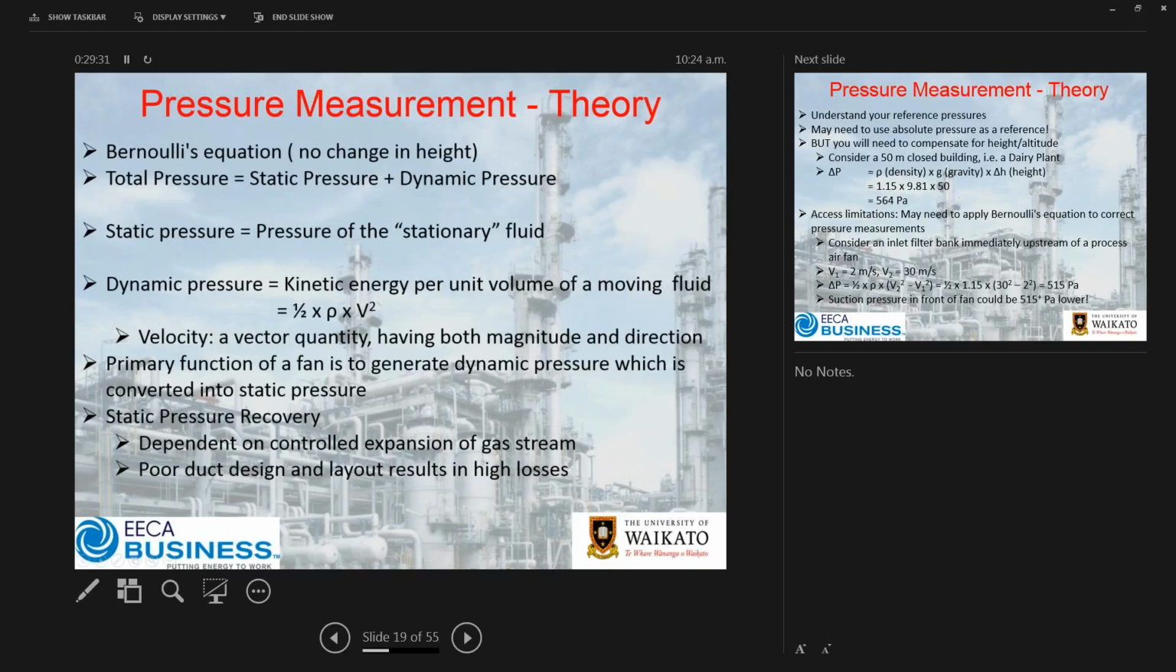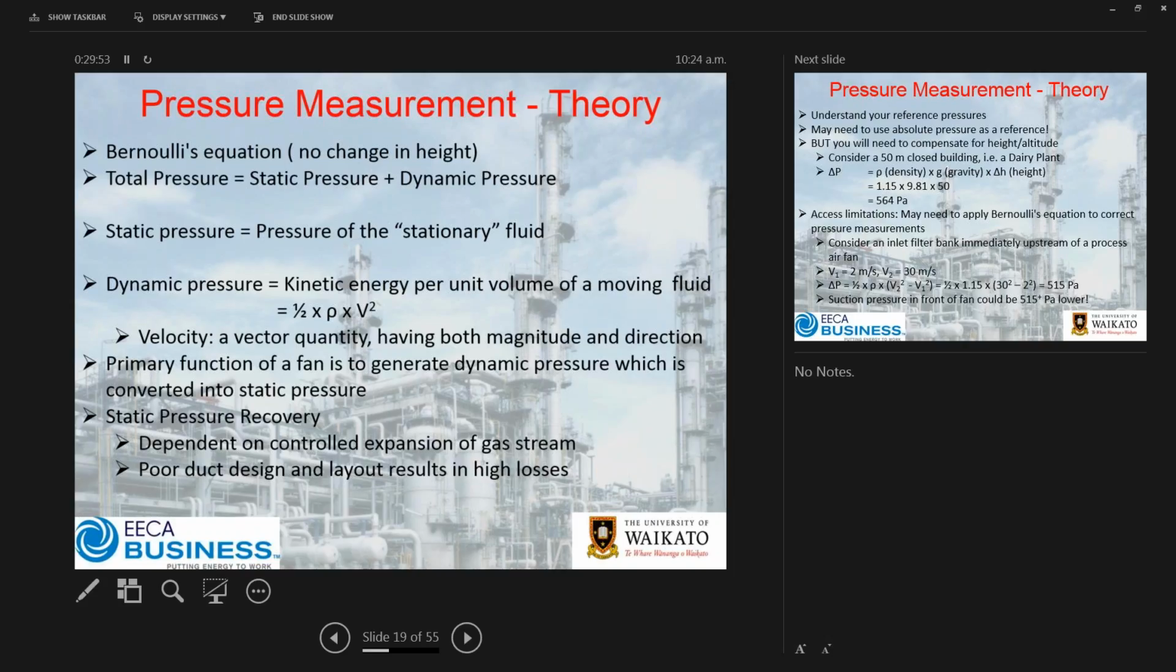Now we just want to take a minute to go back. It's a little bit of a flash from the past for many of us, I'm sure, in terms of Bernoulli's equation. Assuming of course we have no change in height, our total pressure is our static pressure plus our dynamic pressure. And in a system, those things are conserved.